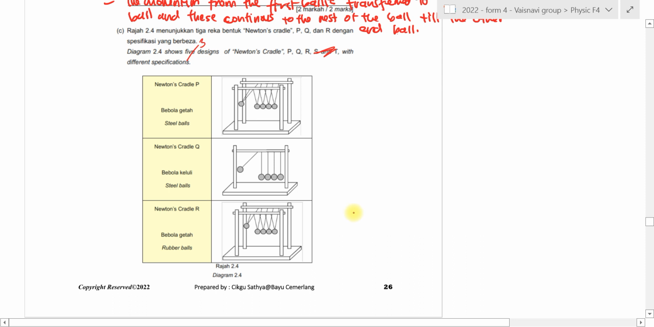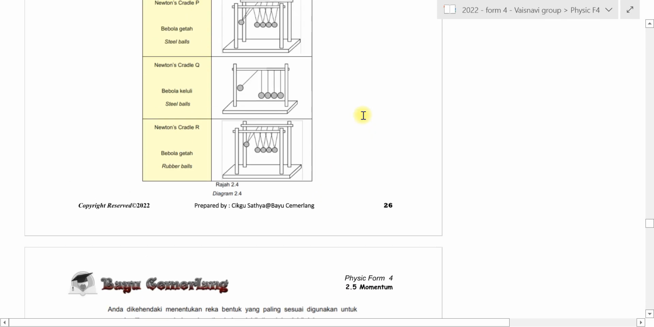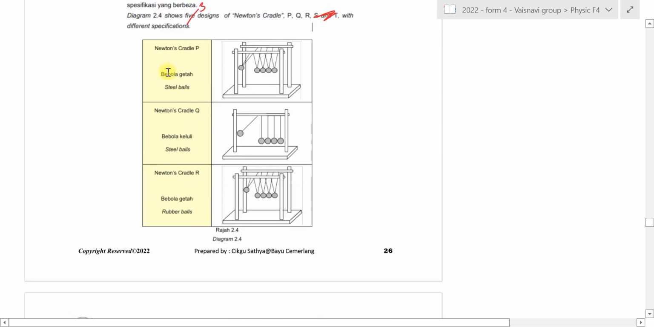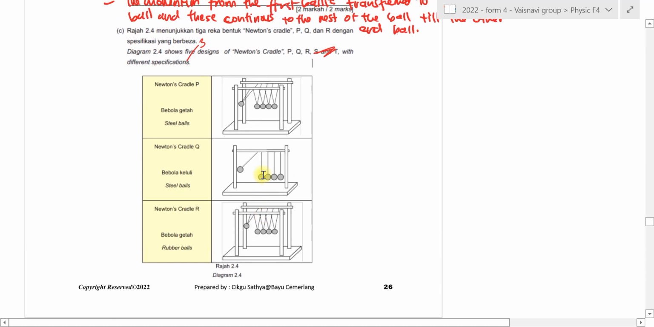Why is it like that? Okay, tak apa. Okay, saya kena baca soalan dulu. Saya tak tahu yang mana translation betul. Okay, you are required to determine the most suitable design to make the ball at the end swing up higher level and at a bigger speed.